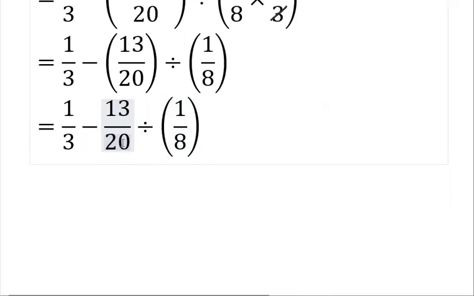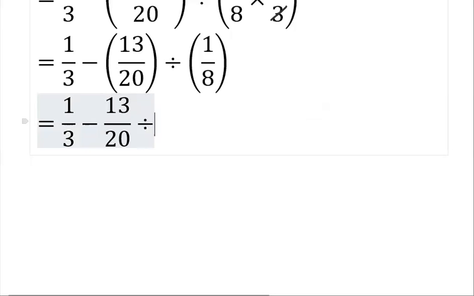Great. And here we have 1/8. 1/8. Awesome. So that's what we have in 1/3 minus 13/20 divided by 1/8. So we've been able to deal with brackets. The next one from the acronym of BODMAS is off. There is no off in this question. The next one is division. So we have division here.